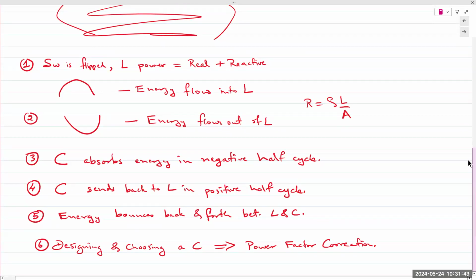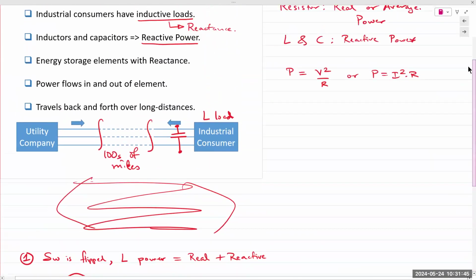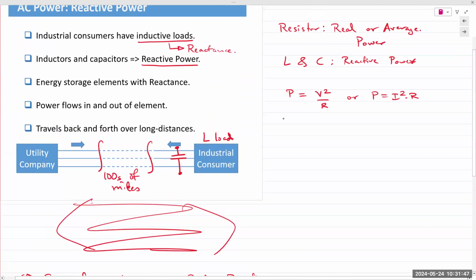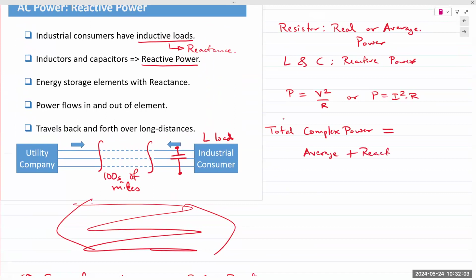So power factor correction is a new term. We also introduced the term total complex power. And total complex power is the average power plus the reactive power. Okay, average power plus the reactive power.